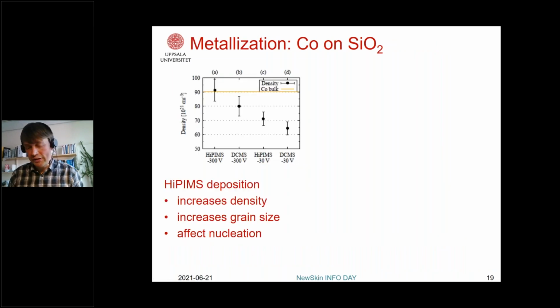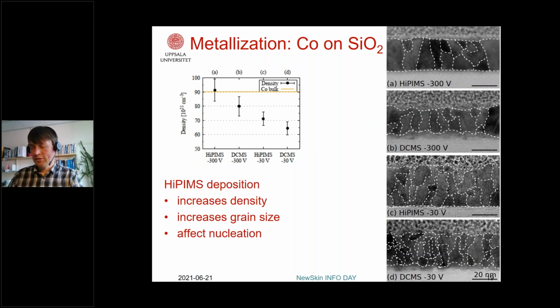And there are some other advantages. So here what you can see is that depending on the growth process, the density of the deposited cobalt could go all the way up to the density of bulk cobalt metal. And one can also tune the microstructure of the material.